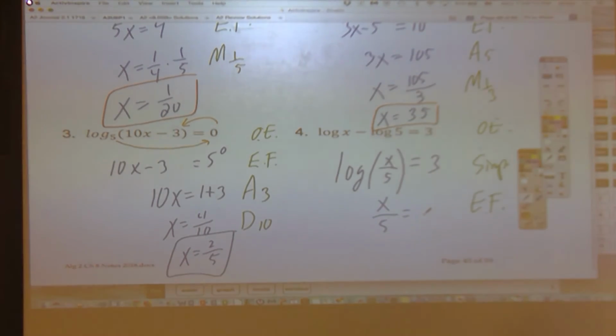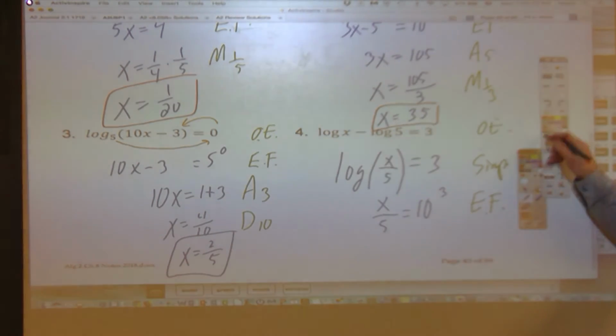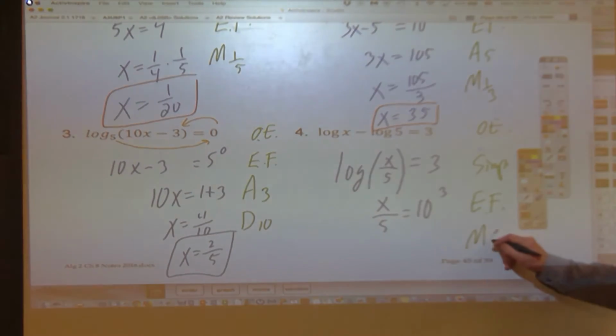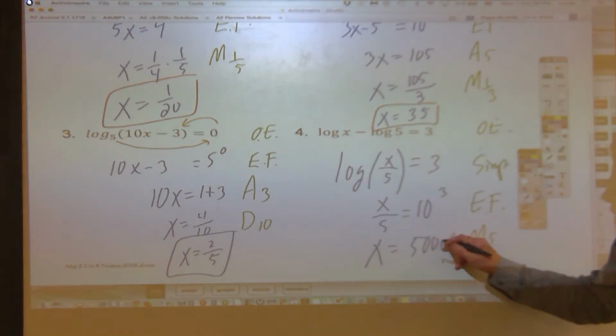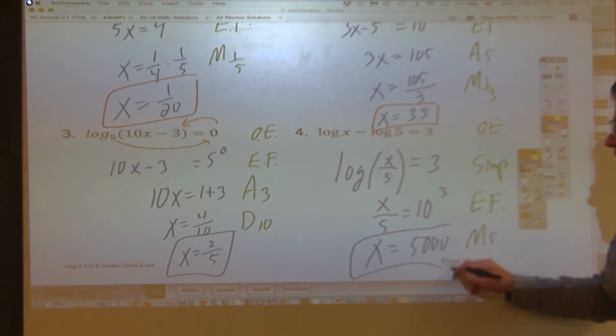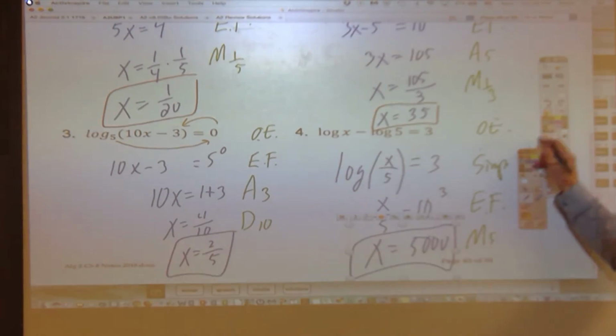Jack. X equals. No, it's x over 5 equals what? 10. Nice work. 10 to the third is correct. We're going to do an M5 here to wrap it up. M5 gives us x equals 1,000 times 5 is 5,000. What questions, if any, would you like to ask on number 4?